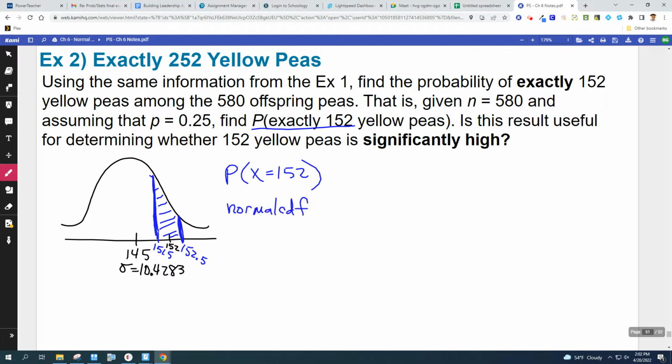normal CDF going from 151.5 to 152.5, mean 145, standard deviation 10.4283. Feels very similar to what we've been doing, right? All you have to do is draw that picture out and figure out what the left side and the right side is. Again, if you wanted to use the chart, you're going to have to convert those X numbers into Z-scores. I don't want to do that though. Let's just type that in, and you get about 0.0305.